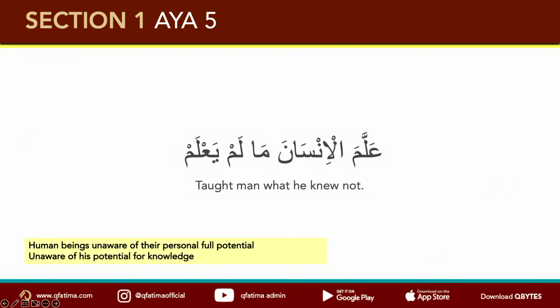Allama al-insana ma lam ya'lam. He taught the human being what the human being did not know. The human being does not know that he or she can reach a potential far higher than anybody else knows. In fact, far higher than he or she thinks he can reach. The Arabs at that time, and human beings today as well, kind of stop somewhere. They think, I can't go further than this. He's saying you're unaware of your potential for knowledge. It's way up there.